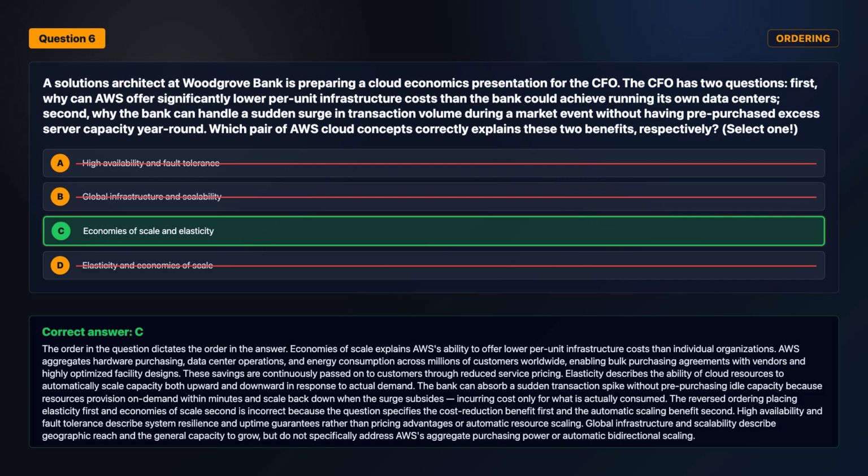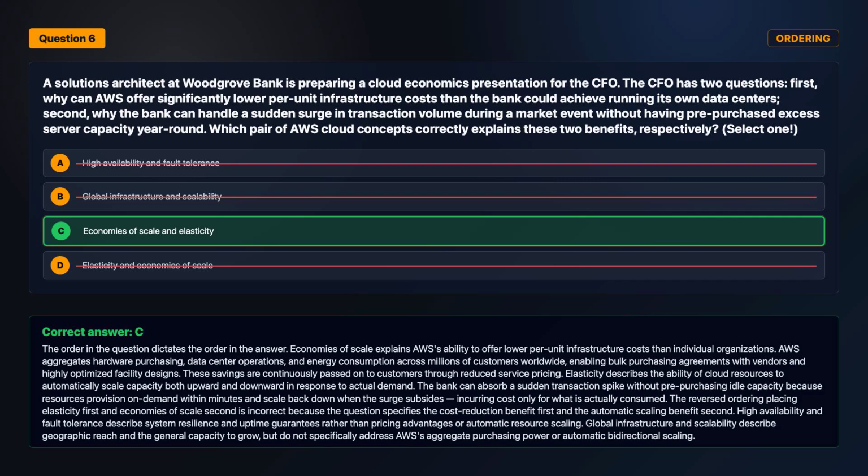Elasticity describes the ability of cloud resources to automatically scale capacity both upward and downward in response to actual demand. The bank can absorb a sudden transaction spike without pre-purchasing idle capacity, because resources provision on demand within minutes, and scale back down when the surge subsides, incurring cost only for what is actually consumed. The reversed ordering placing elasticity first and economies of scale second is incorrect because the question specifies the cost reduction benefit first and the automatic scaling benefit second.